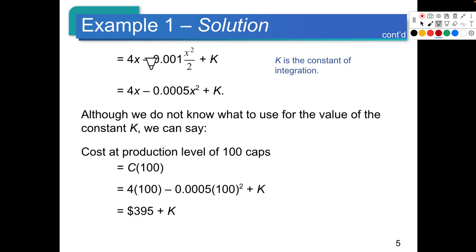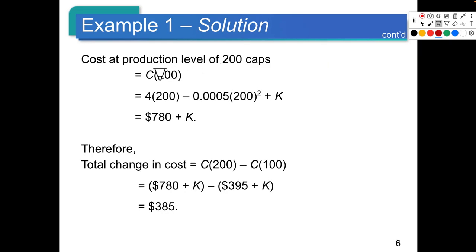They integrated 4x minus 0.001 x squared over 2 like we did, plus some sort of constant. We don't know what that is. They simplified a little bit. They took 0.001 divided by 2 and got 0.0005 plus this constant. Notice when we plug in 100 caps, we get the cost plus some constant. If you plug in 4 times 100, you get 400, you minus this, you end up with 395 for 100. We do the same thing for 200 caps. We plug that in and we get that to make 200 caps, it's 780 plus a constant.